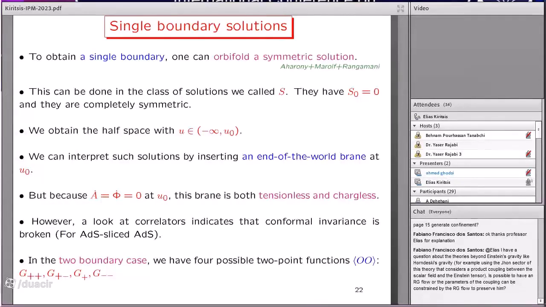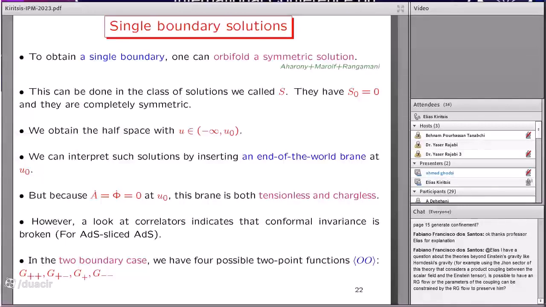There is one more thing, in fact, to describe here. All of these solutions have two boundaries. However, we started by trying to ask the question: what happens when I have a single quantum field theory? And therefore, these solutions describe either wormholes or interfaces, depending on what kind of slice you get. But how can you describe a single quantum field theory on an AdS space? So far, the only way we know is to take a single boundary solution which is symmetric and orbifold it.